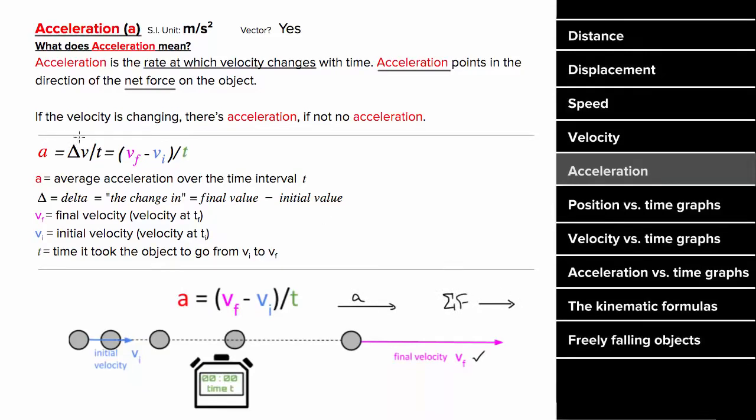The formula for acceleration is the change in velocity over the time it took for that velocity to change. Since delta means final minus initial, you could write this as the final velocity minus the initial velocity over the time it took for that velocity to change. The units of acceleration are meters per second squared, since acceleration is telling you how many meters per second the velocity is changing by per second. And acceleration is a vector, which means it can be negative if the acceleration points left or down. We typically consider that acceleration to have a negative value. What's an example problem for acceleration look like?